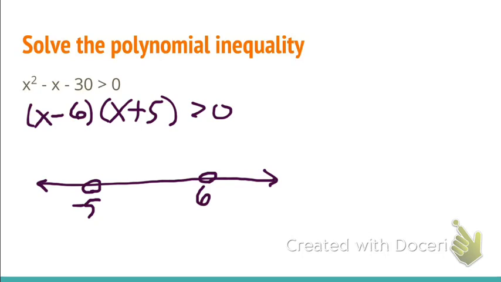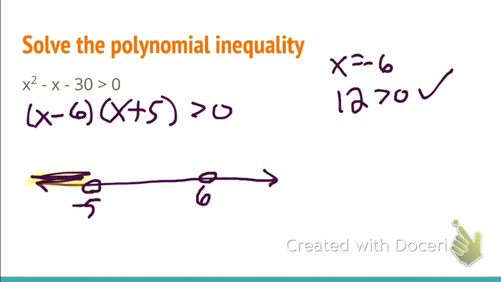So let's start off from the left. Let's test a point like x is negative 6, because that's a number less than negative 5. So right now we're testing a point on this interval. If x is equal to negative 6, we have negative 12 times negative 1 is positive 12. And that is greater than or equal to 0. So that means every number on this interval is a solution.